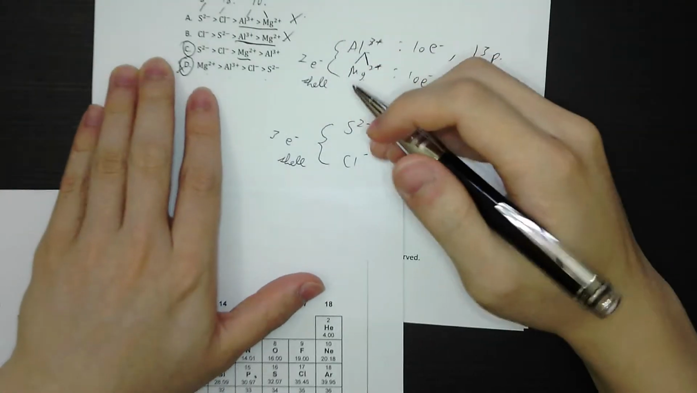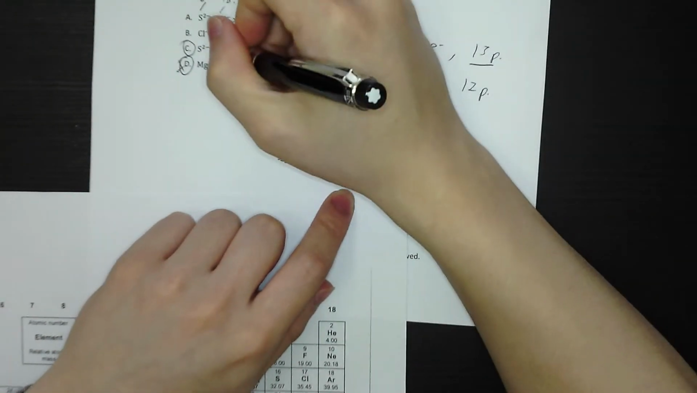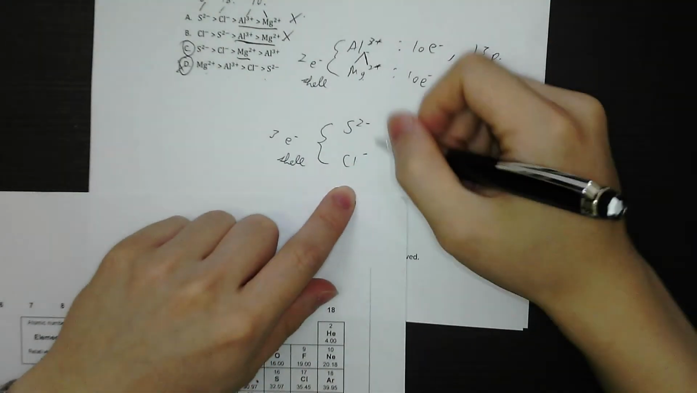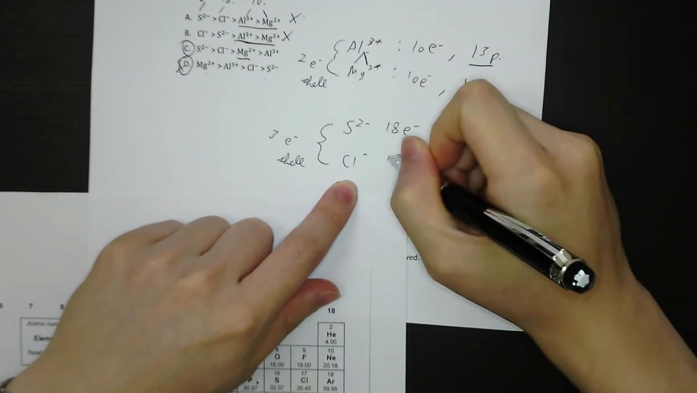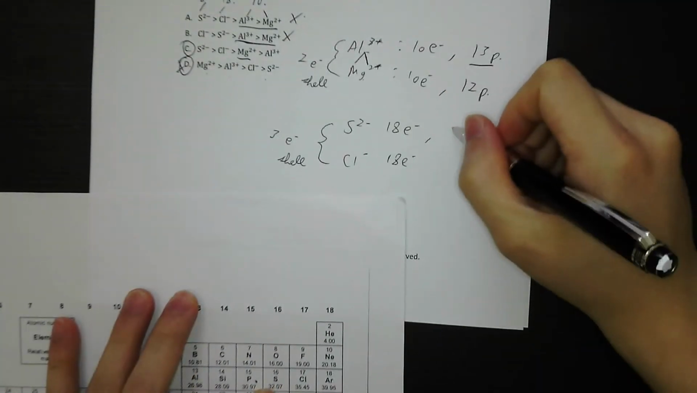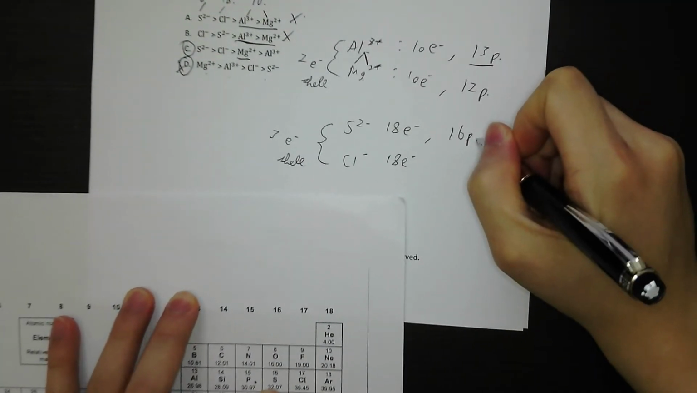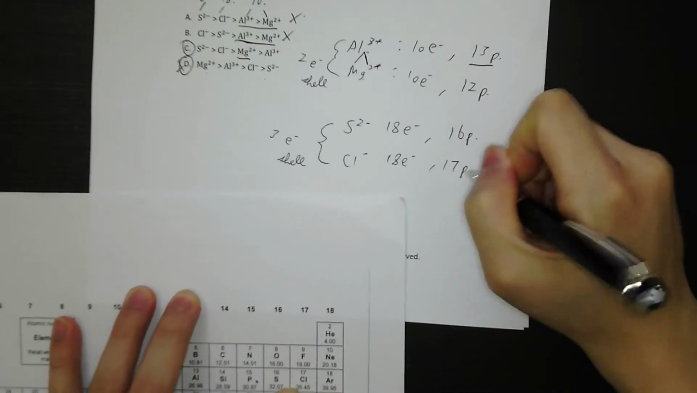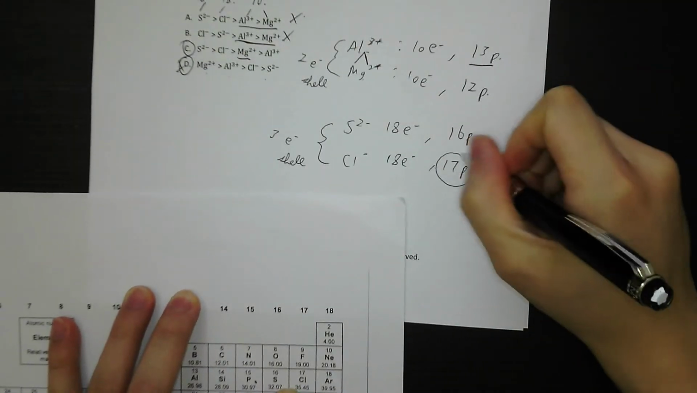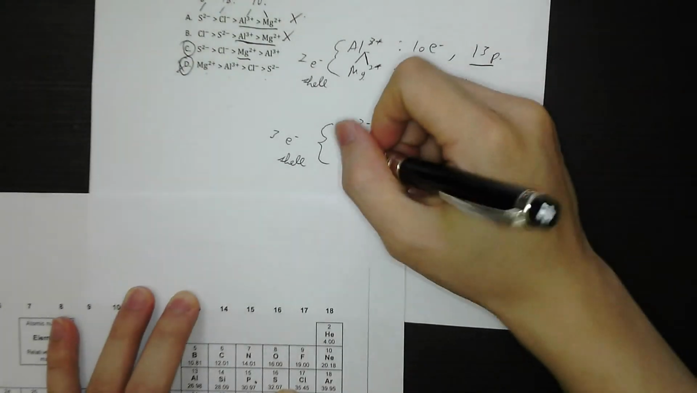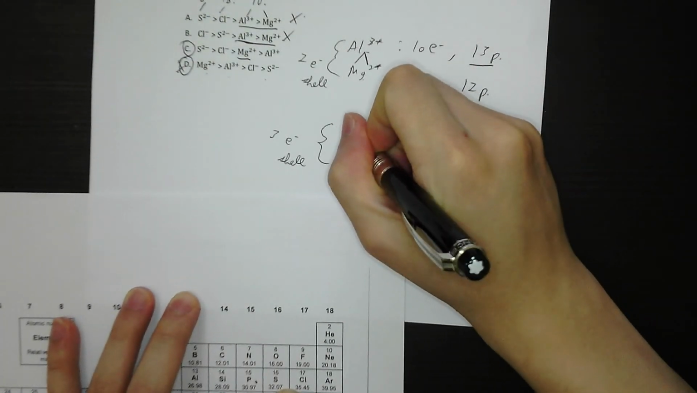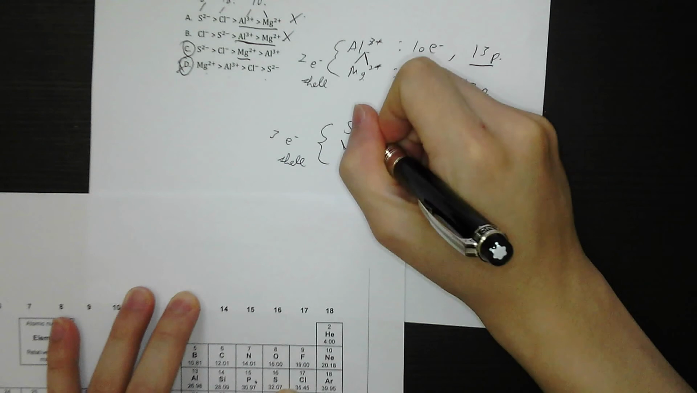But let's continue to do this part to prove whether it's correct or not. Sulfide ion and chloride ion both have 18 electrons. Sulfide ion has 16 protons, whereas chloride ion has 17 protons. The one with more protons has a smaller size, right? So chloride ion has a smaller size than sulfide ion. That's why the answer is C.